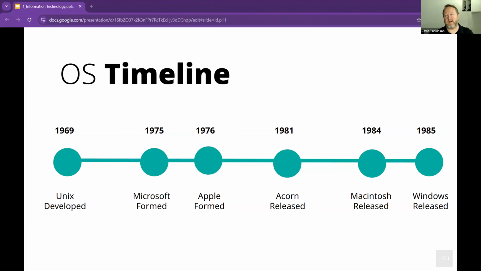1969, Unix was developed. As a bonus point for anyone who can guess how old I was in 1969. Single digits, let's go that way. It was a single digit number.